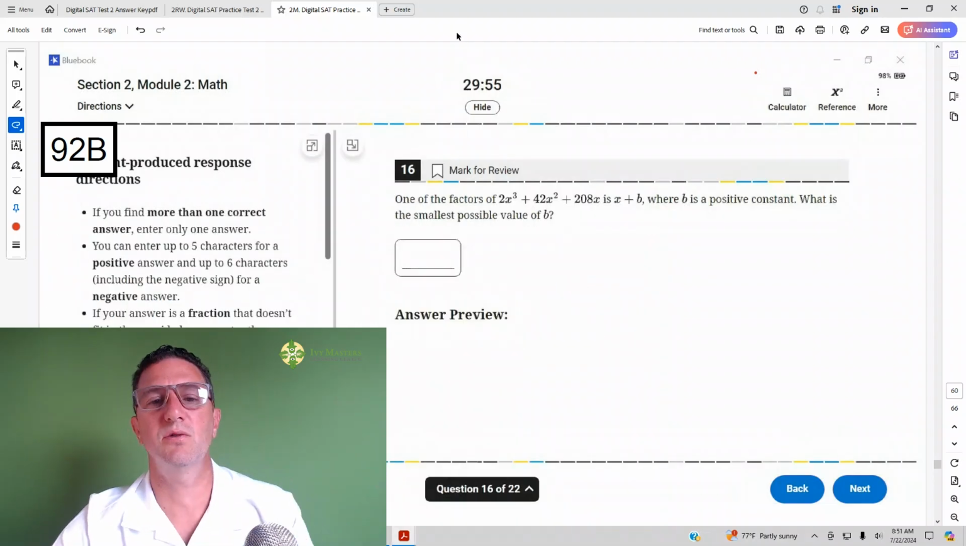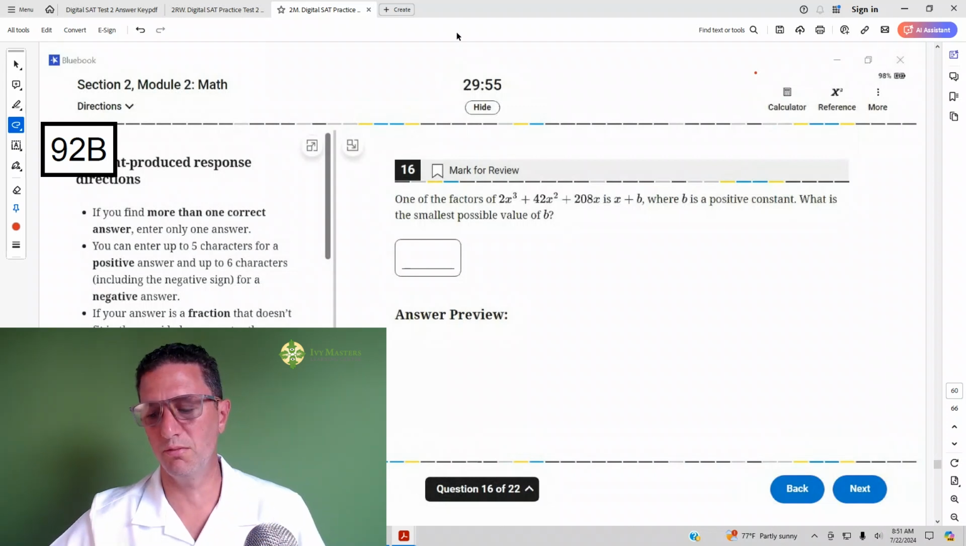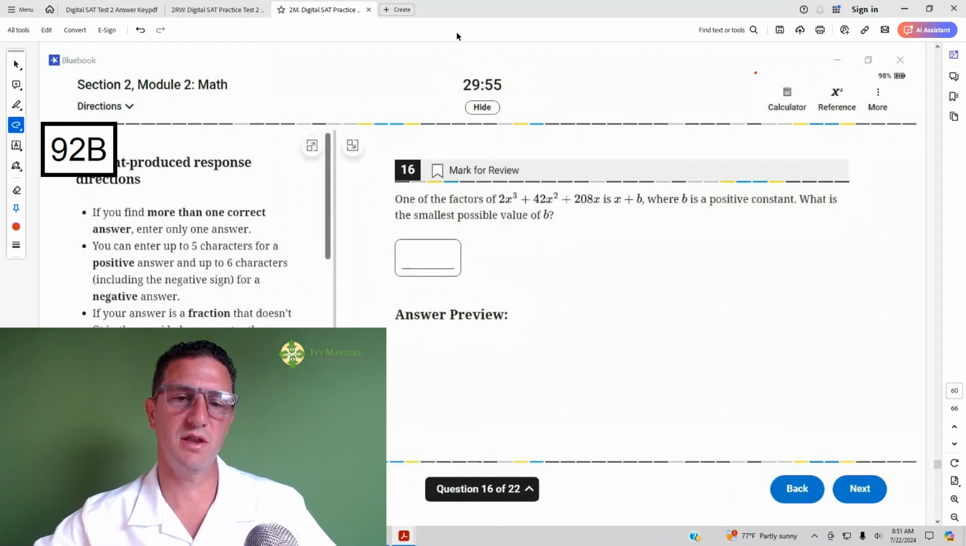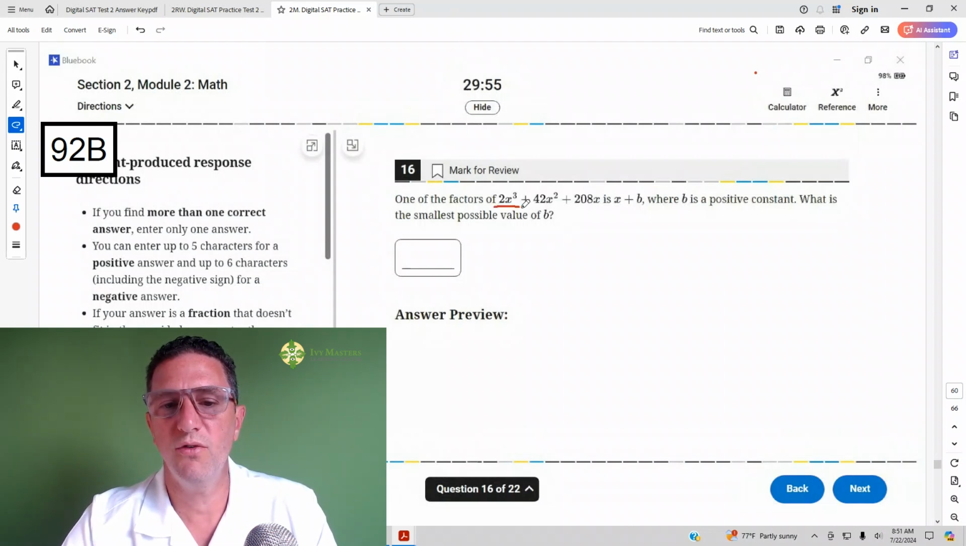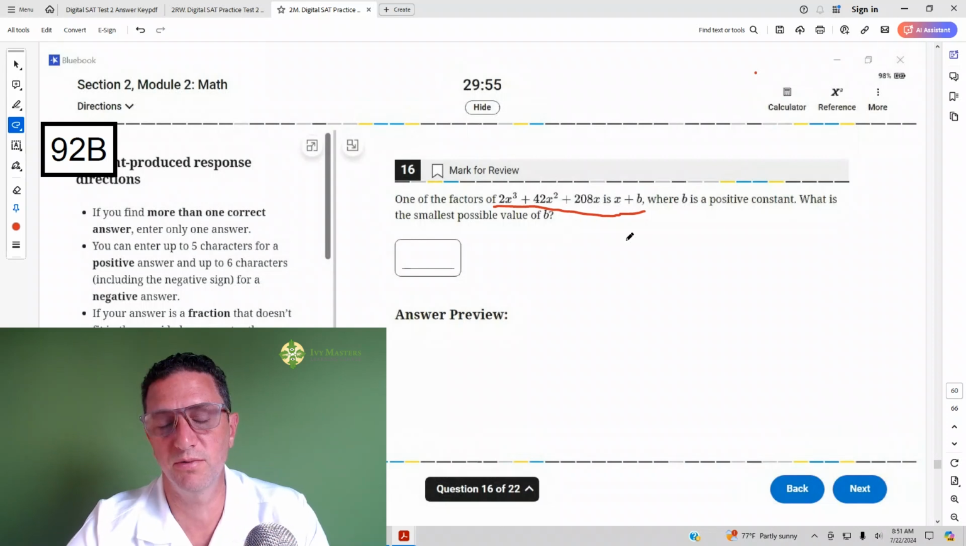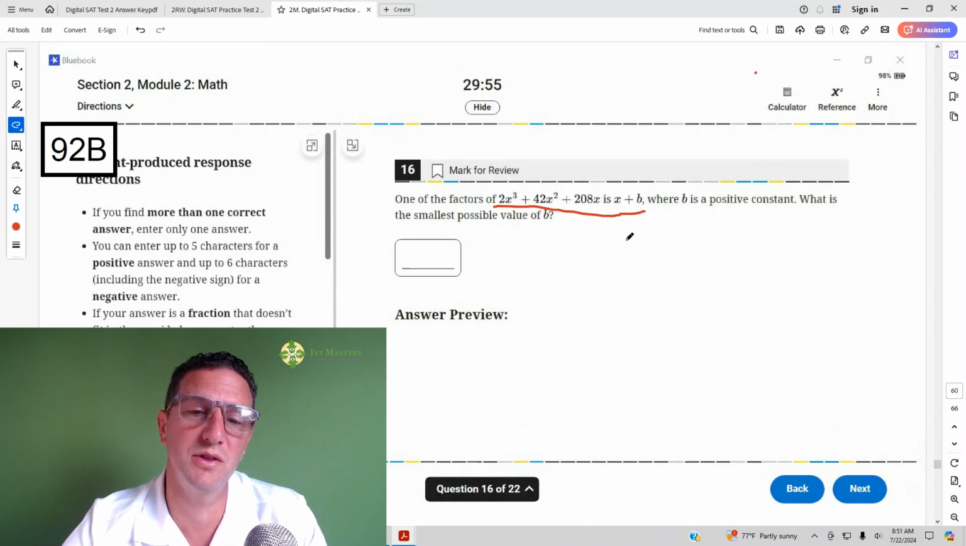There's a 16th question from Digital SAT, Test 2, Module 2B, a hard set of math questions. Number 16 reads that one of the factors of this is x plus b, where b is a positive constant with the smallest possible value of b. You could do this by hand. I show this in a longer video.